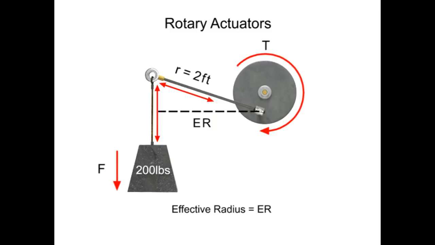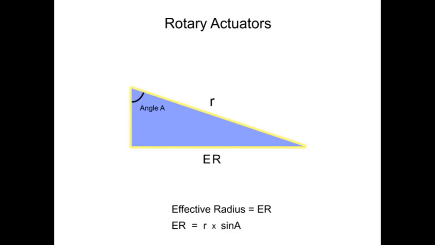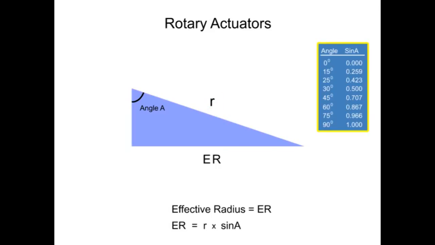To calculate the effective radius, multiply the length of the lever arm times the sine of angle A. Sine is a trigonometric function for a right triangle that relates the ratio of the side opposite of a given angle to its hypotenuse. Sine has values that vary from 0 to 1 for angles between 0 and 90 degrees.